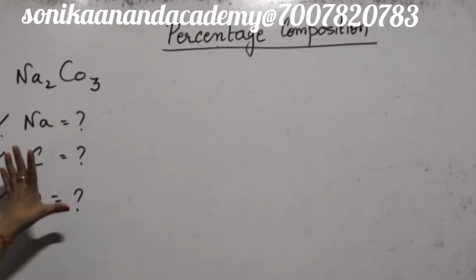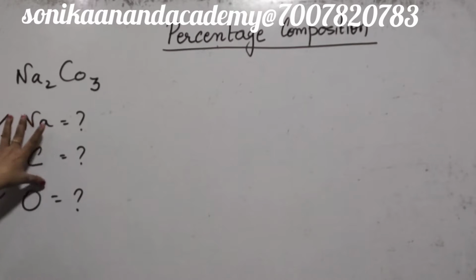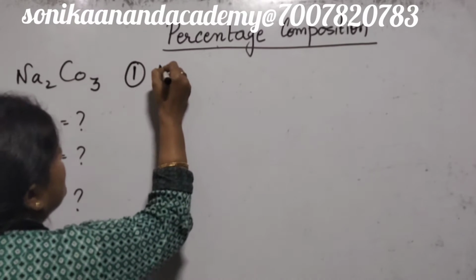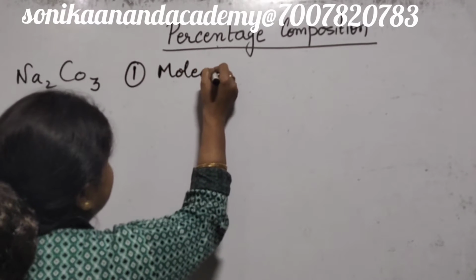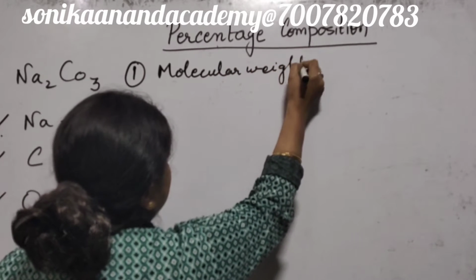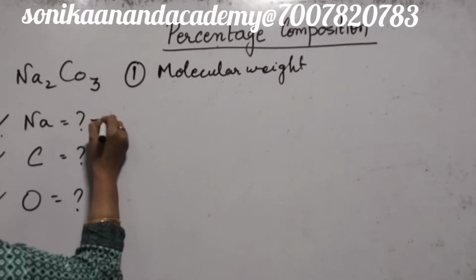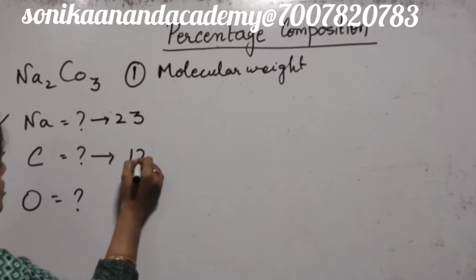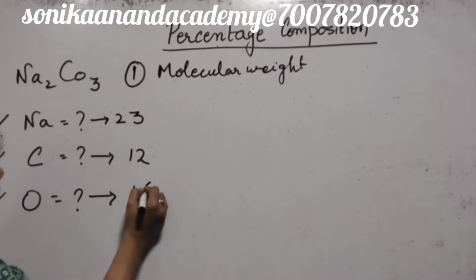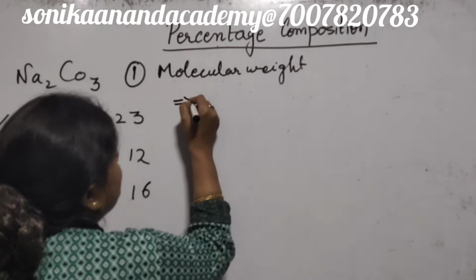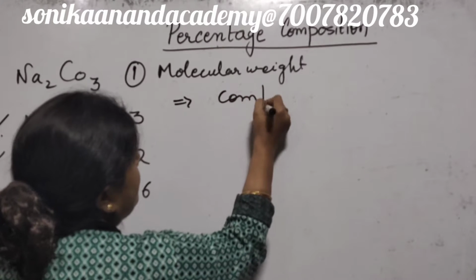In order to find a percentage composition of the elements which are present in this compound, as the first step, we find the molecular weight. Now, atomic weight of sodium, as you know, is 23. For carbon, this is 12. And for oxygen, this is 16. Firstly, we find the molecular weight of the whole compound.